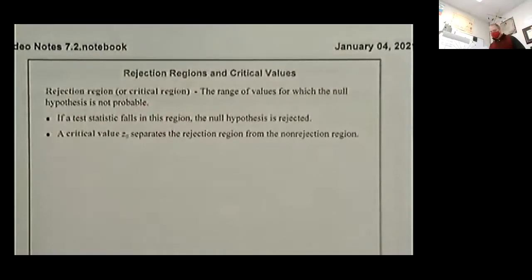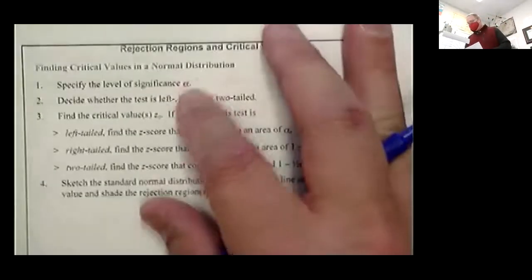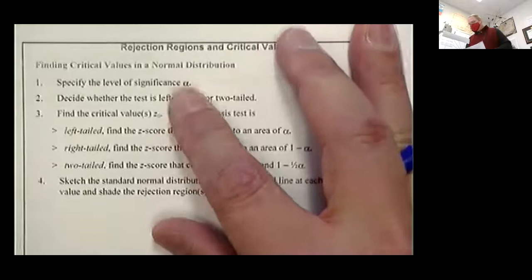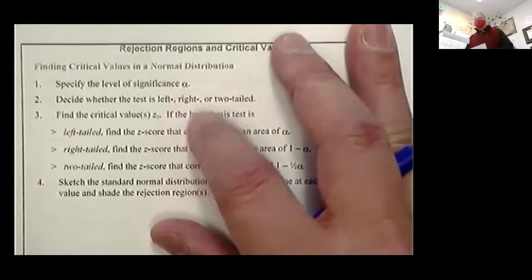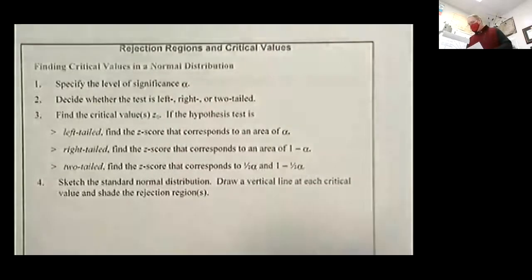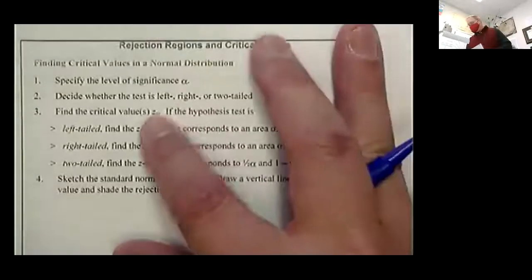If a test statistic falls in this region, the null hypothesis is rejected. The critical value Z0 separates the rejection region from the non-rejection region. So here's what we're going to do. We're going to specify the level of significance alpha. We're going to decide whether the test is left, right, or two-tailed, same thing we've done before. Then we're going to find the critical value Z0.